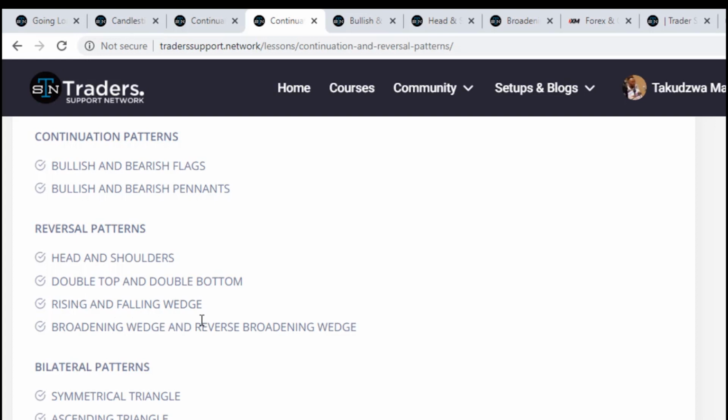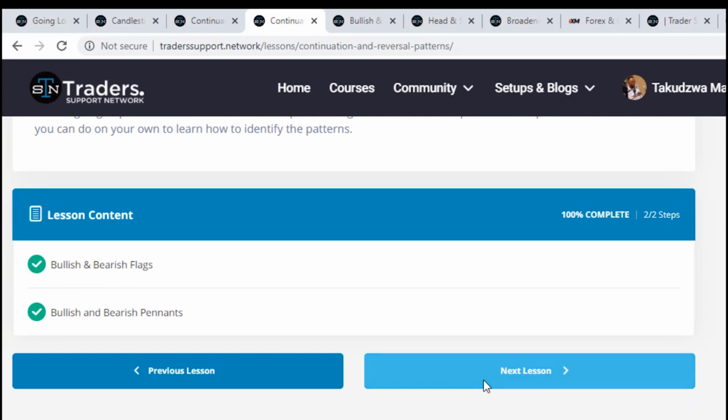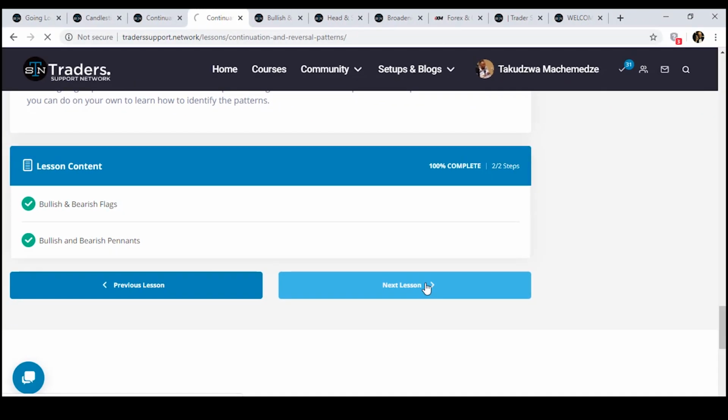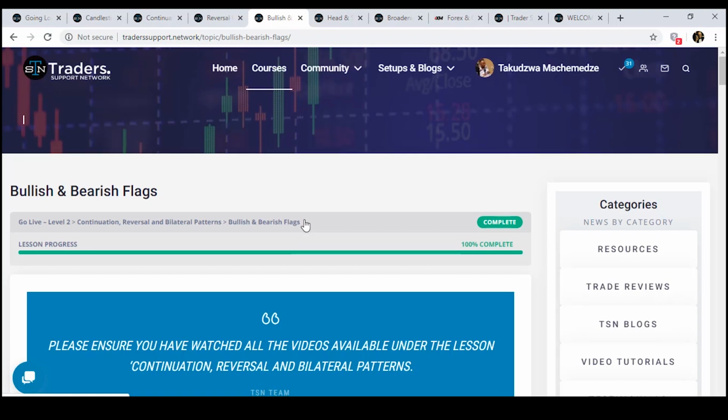You've got your rising and your falling wedge. You also have your broadening wedge and your reversal broadening wedge. Then you also have your bilateral patterns. When you're done, just click next, so you can go and do the next class, which will be your bullish and bearish flags. Bullish and bearish flags are examples of continuation patterns. So you start off by completing the one type of patterns, which is the continuation patterns.